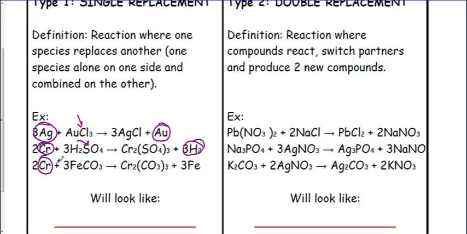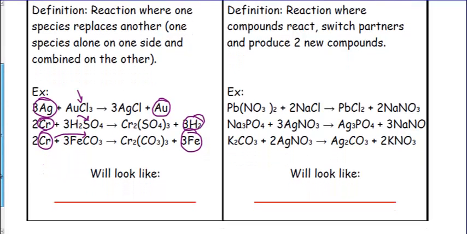Chromium will then pair up with the second element or polyatomic ion in the compound that it is reacting with. Okay, so in this case, carbonate. So then it becomes chromium carbonate and 3 moles of iron by itself. So notice, one thing is substituting for another, and something different will be alone on the product side.